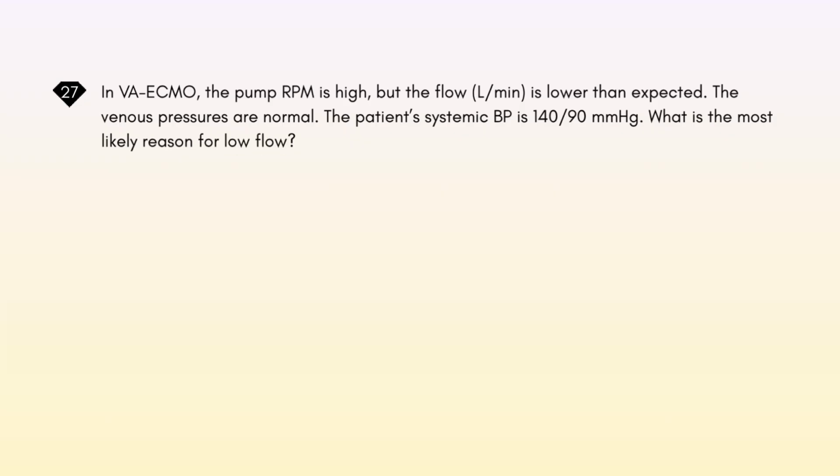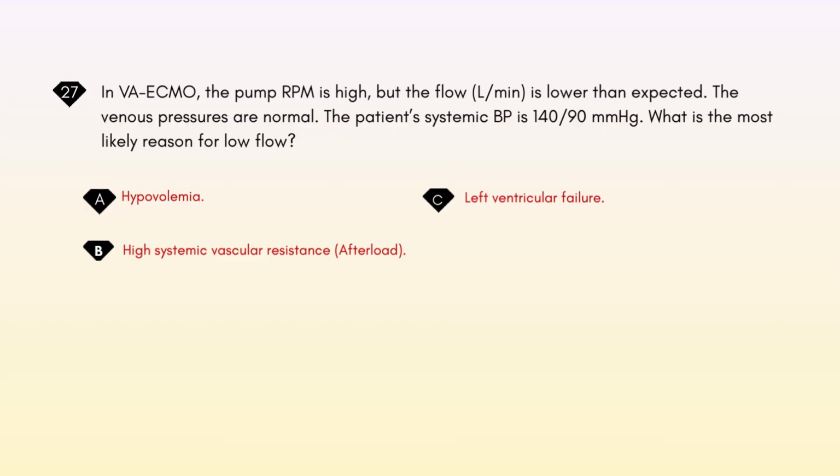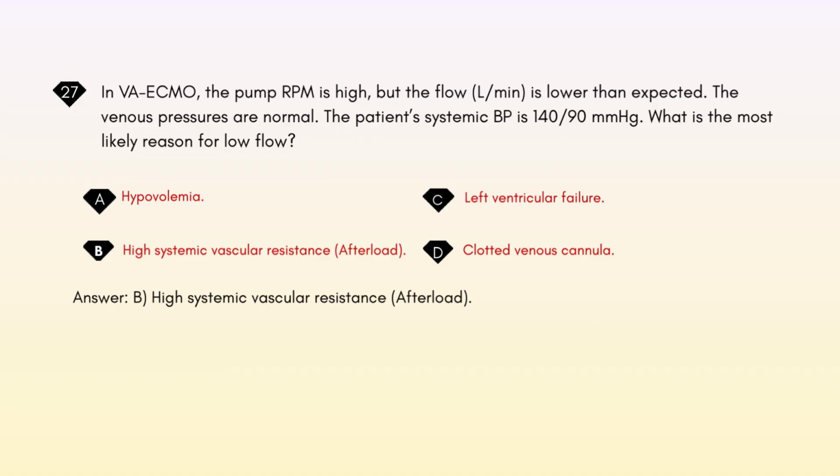The venous pressures are normal. The patient's systemic BP is 140/90 mmHg. What is the most likely reason for low flow? A. Hypovolemia. B. High systemic vascular resistance, afterload. C. Left ventricular failure. D. Clotted venous cannula. Answer: B. High systemic vascular resistance, afterload.